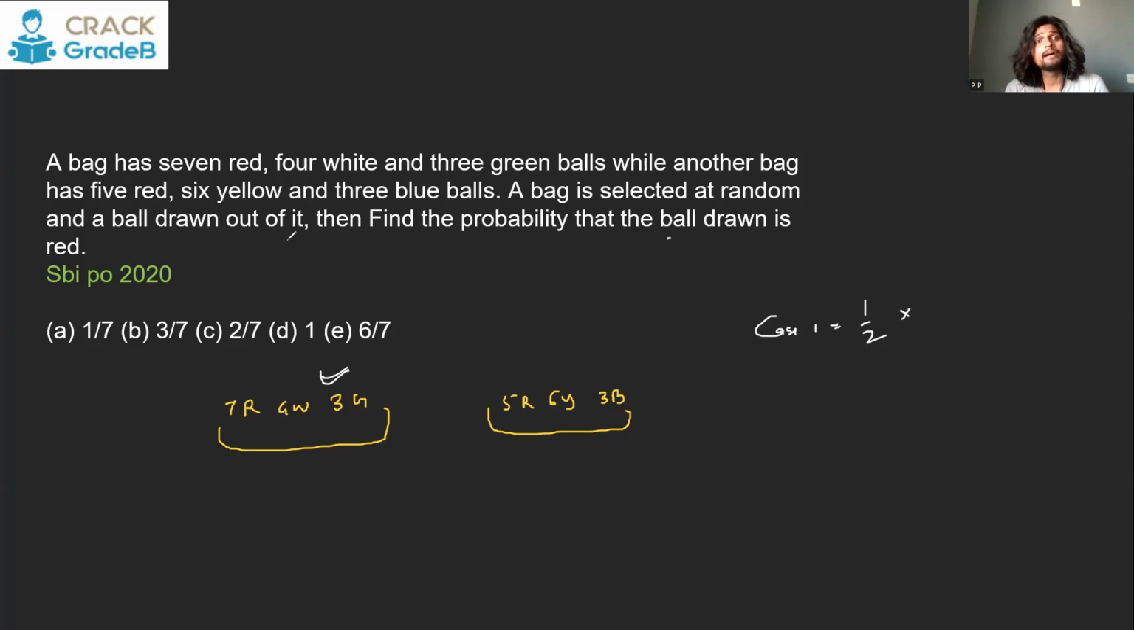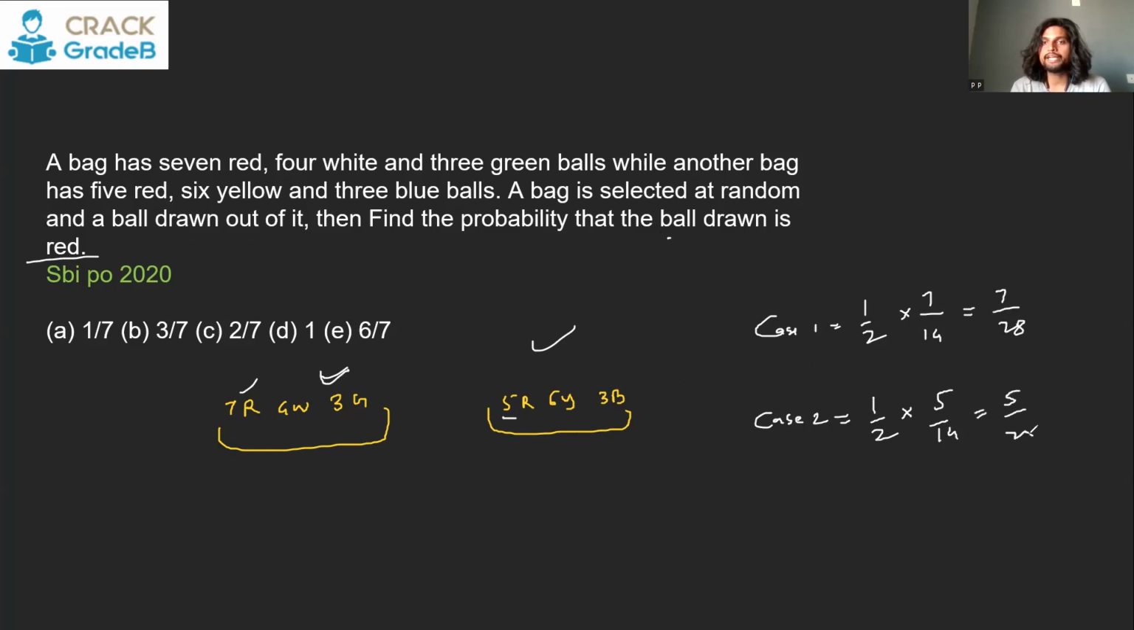And selecting a red ball out of it is number of red, those are 7 upon total. That is 11 and 3, 14. This is case 1. Case 2 is selecting this bag. So with the 1/2 probability, we'll select first this bag, and selecting red out of it will be 5 upon 14. This probability here is 7 upon 28. This probability here is 5 upon 28.